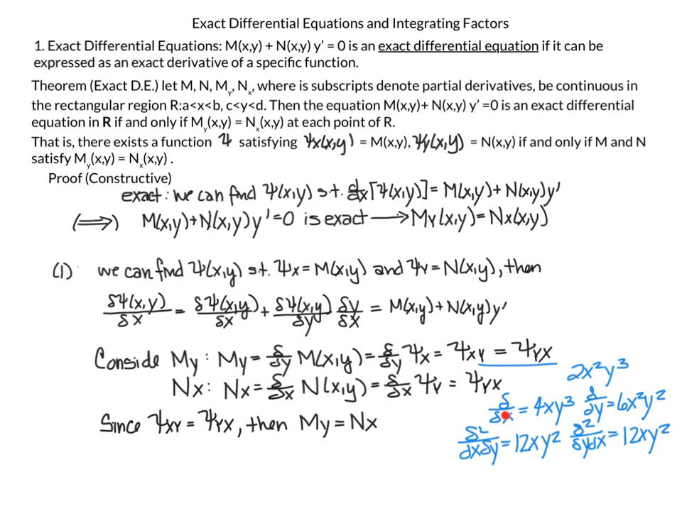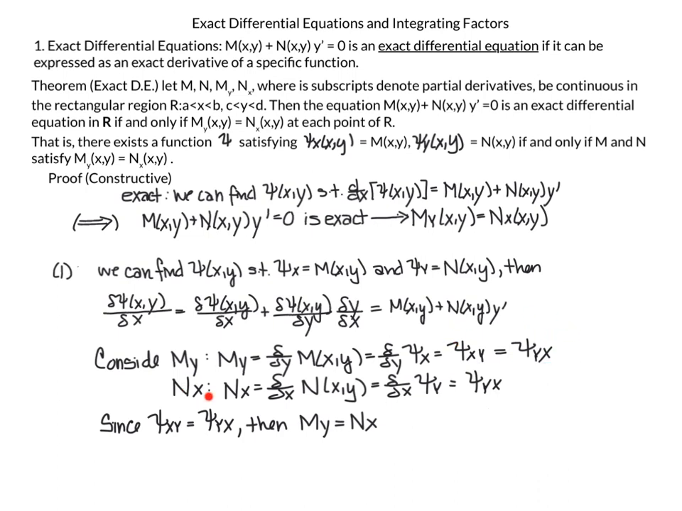And then when we took the derivative of this with respect to y now, that would give us 12xy squared, and this derivative with respect to x now, that would give us 12xy squared. So it didn't matter if we did the partial with respect to x and then y, that would equal the same thing as doing the partial with respect to y and then x. So that's what this is here.